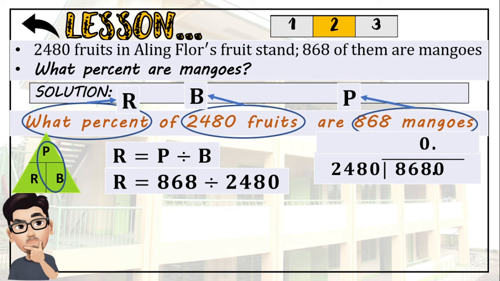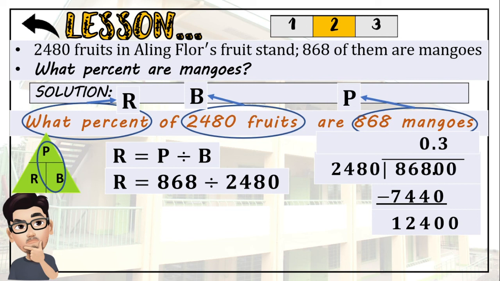2,480. So, we have 3. Then, 3 times 2,480, that's 7,440. You may use a calculator. Then, 8,680 minus 7,440, that will be 1,240. Since we still have 1,240, let's add another 0. Then we bring it down. So we have 12,400 divided by 2,480. That will be 5. Then 5 times 2,480, we have 12,400. Then we subtract them. Our answer is 0.